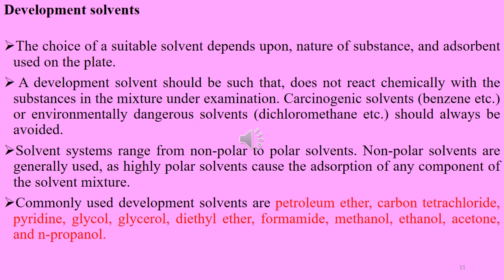Now, how the development of the solvent is done. The choice of a suitable solvent totally depends upon the nature of the substance and the adsorbent which is used during the chromatography. A development solvent should be such that it does not react chemically with the substances in the mixture under examination. For example, carcinogenic solvents such as benzene, or environmentally dangerous solvents such as dichloromethane, should always be avoided. Solvent systems range from non-polar to polar solvents.